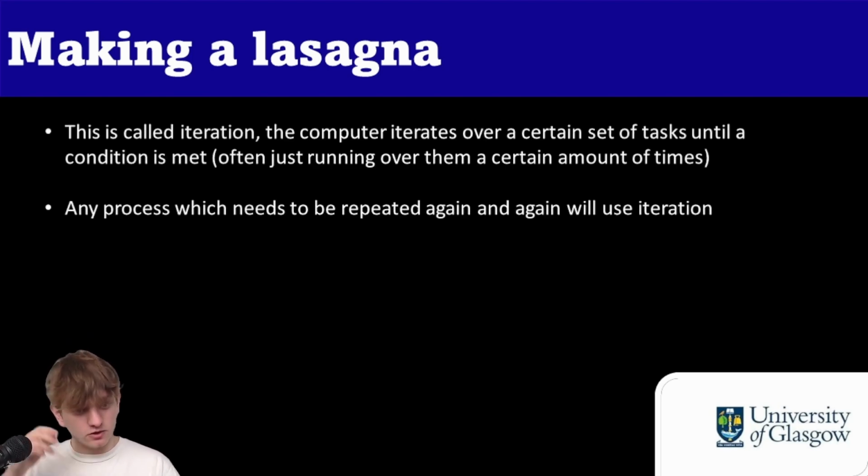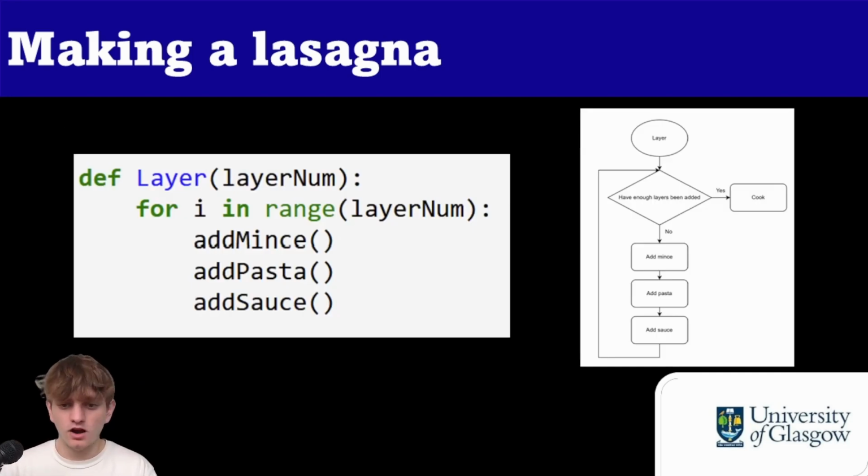Now, this is called iteration. The computer iterates or loops over a certain set of tasks until a condition is met. You could say, I want to loop over this set of instructions 3 times. So it's going to add mince, add pasta, then add sauce, 3 times. And then once that's happened, it's going to stop. But it could also be add mince and pasta and sauce until your dish is full. So it could be a condition like that as well. So when you're coding, any process that needs to be repeated again and again is going to use iteration.